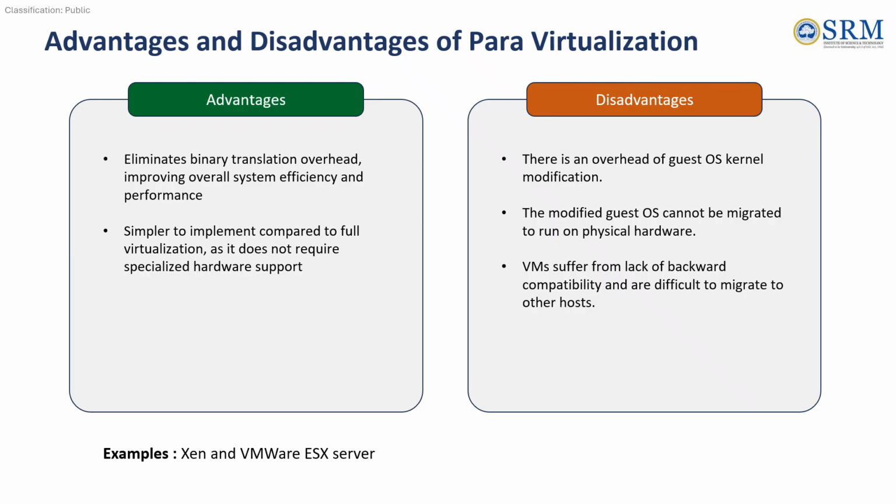However, para-virtualization also has some disadvantages. The guest operating system must be modified, which introduces additional complexity. Another limitation is portability. Since the guest OS is modified specifically for virtualization, it may not run properly on normal physical hardware. Para-virtualized systems may also face compatibility and migration issues when moving between different hosts or environments. Common examples of para-virtualization platforms include Xen and VMware ESX Server.